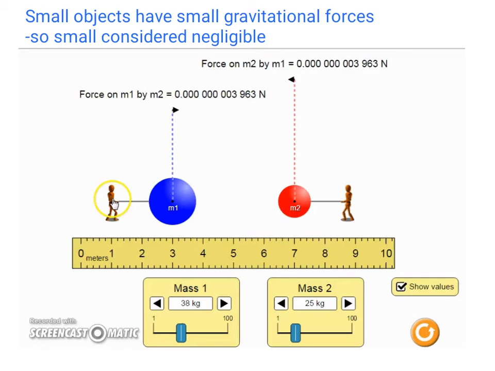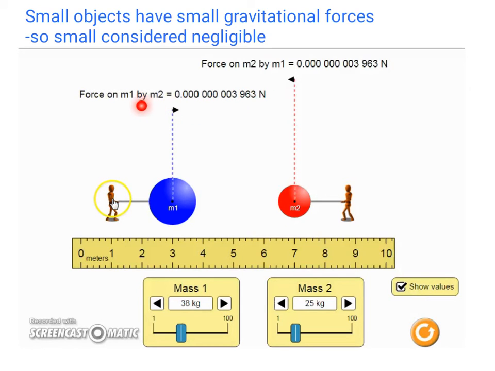All right, so not only do large objects like planets have gravitational forces between them, like the sun and the earth, or the earth and the moon, or the earth and satellites, but also small objects, so small that they would be like this blue massed object and the red one, which is really only human size. Every single object, no matter how small, actually does have gravitational forces. The only thing is they're so small that they're considered negligible.